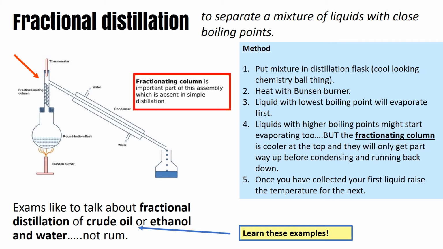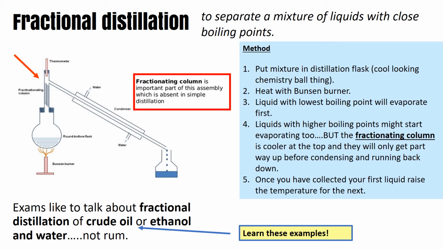But we have one thing added, and it's called a fractionating column. Take that one in, write that one down, learn it. Fractionating column. That is the only difference in the pieces of equipment between fractional distillation and simple distillation. Fractional distillation has a fractionating column, and I've highlighted it here with a red arrow. It is just underneath the thermometer, and it's a long tube that's often filled with things like glass beads.